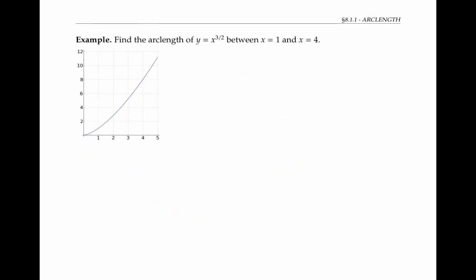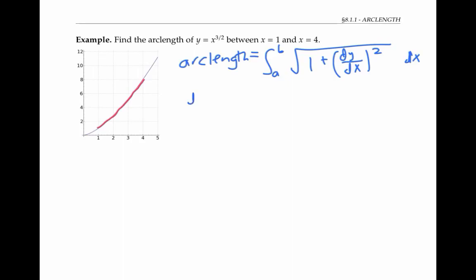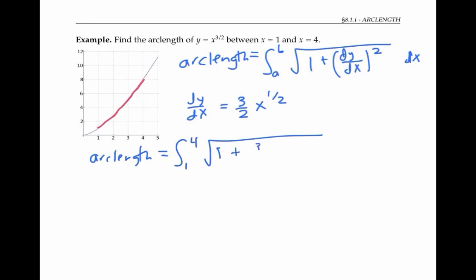Let's use the arc length formula to find the length of the curve y equals x to the 3/2 between x equals 1 and x equals 4. That's this section of the curve drawn. Here's the general formula for arc length. And since dy dx for our curve is 3/2 x to the 1/2, we get that arc length is the integral from 1 to 4 of the square root of 1 plus 3/2 x to the 1/2 squared dx.